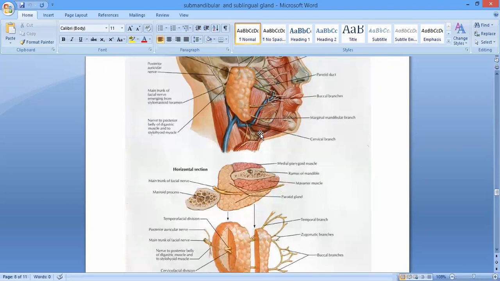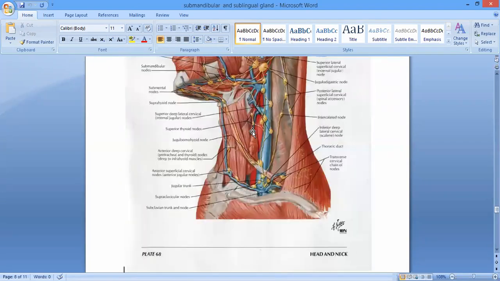Here there is a gland, right? And you can see this vein. This is the facial vein, right? So the structures in close relation with its inferior surface are the cervical branch of the facial nerve and the facial vein over here. And of course, here, as I told you, you will find the submandibular glands lying. Here you can see the submandibular glands lying over there.